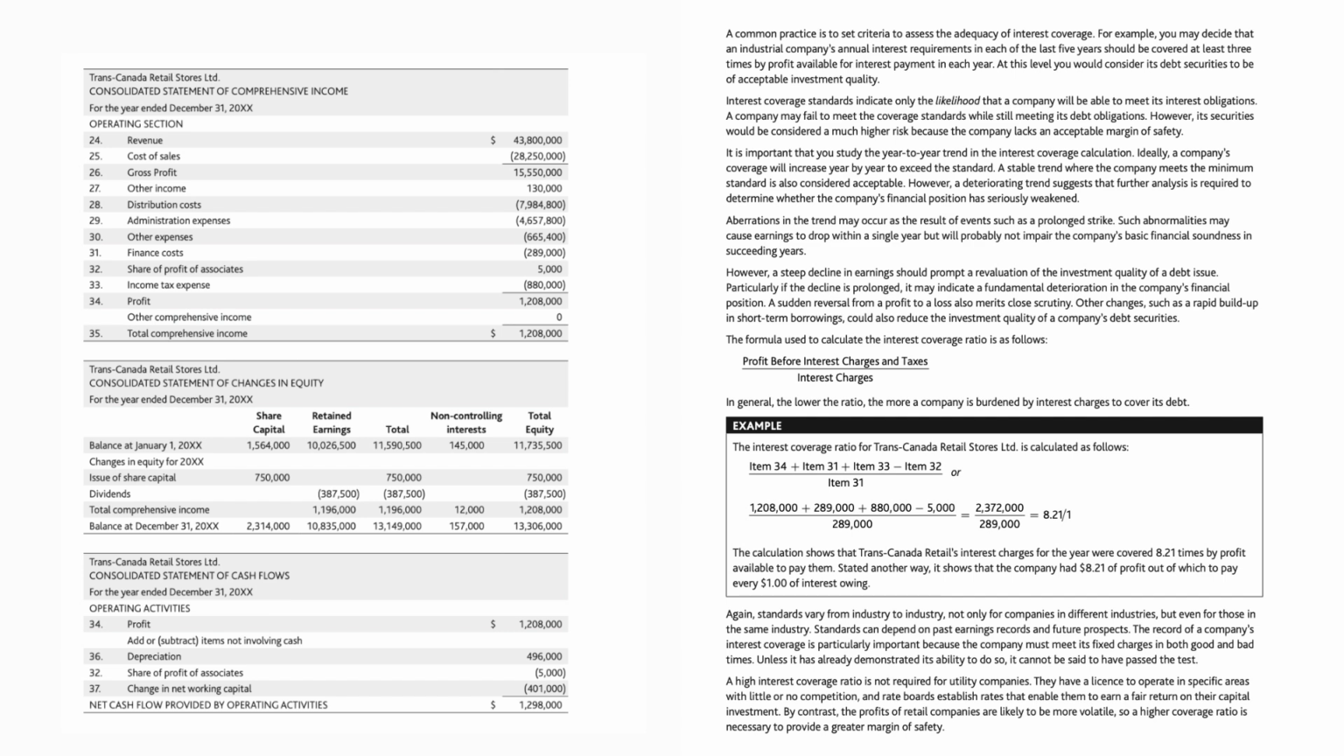The calculation shows that TransCanada Retail's interest charges for the year were covered 8.21 times by profit available to pay them. Stated another way, it shows that the company had $8.21 of profit out of which to pay every $1 of interest owing. Again, standards vary from industry to industry, not only for companies in different industries, but even for those in the same industry. Standards can depend on past earnings records and future prospects.